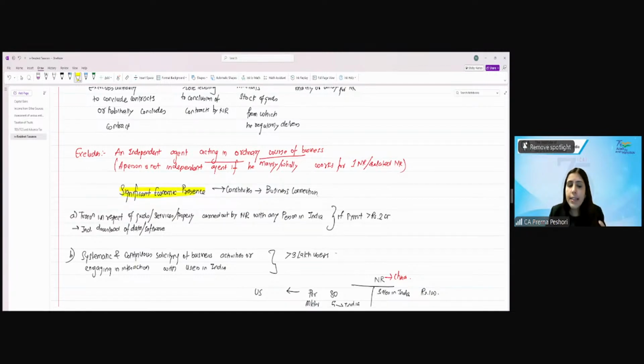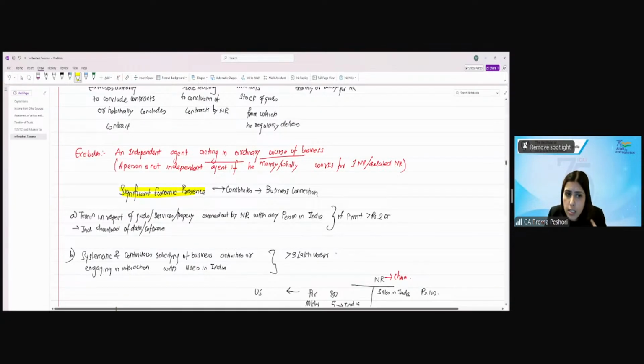What does it say? That SEP will now constitute the business connection. What is SEP? If there is any transaction in respect of goods, services, property carried out by a non-resident with any person in India, any transaction, it can be marketing, it can be sales, it can be payment, whatever, in respect of goods, service, property, including the download of data or software, if the payment is more than 2 crores, it will constitute the SEP, and SEP is going to constitute the business connection.